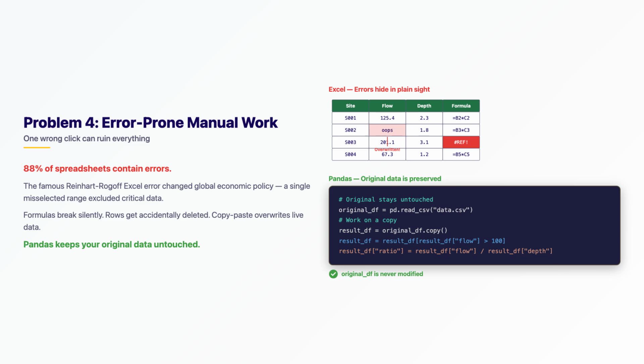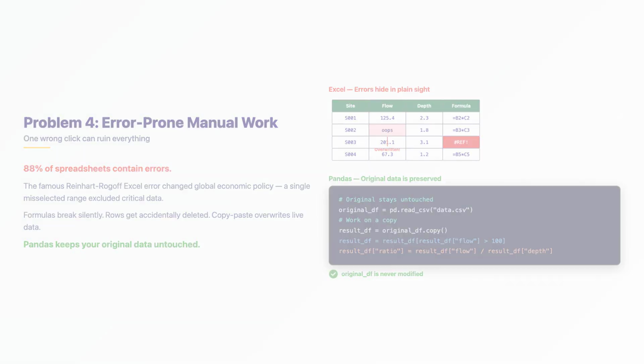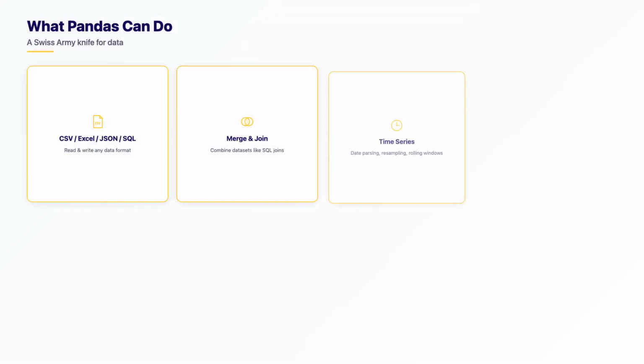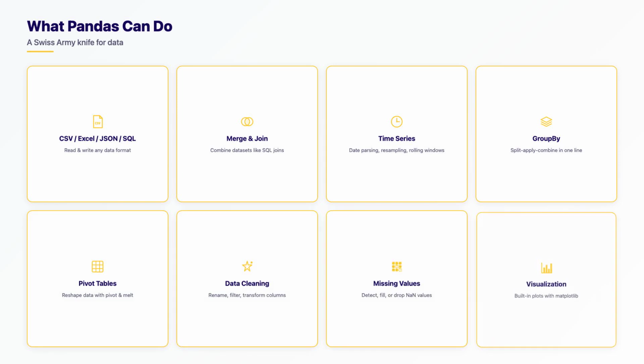You load your data into a data frame, perform transformations on copies, and save results separately. The original data file remains untouched. This separation between input data and output results is a fundamental principle of good data practice. Now let us look at what Pandas can do that Excel simply cannot match.